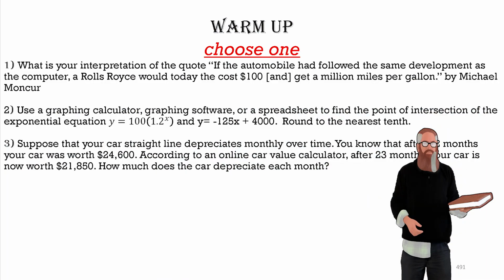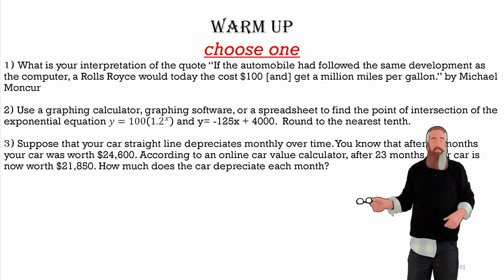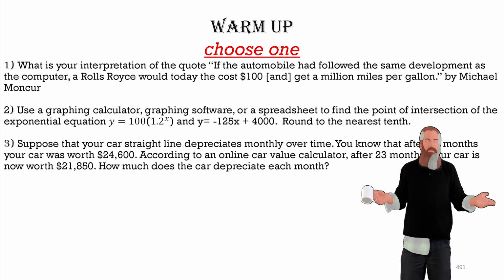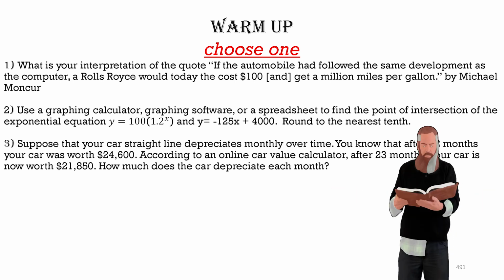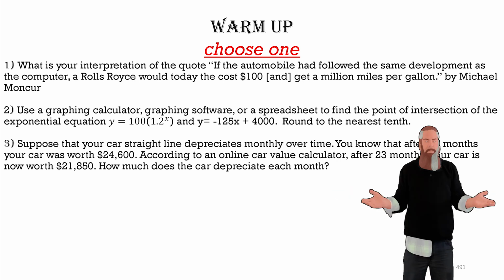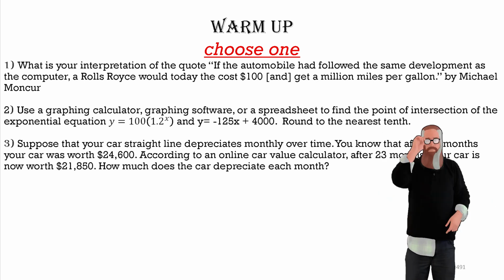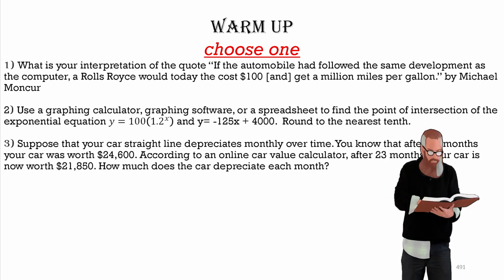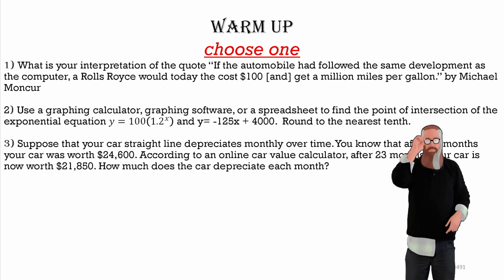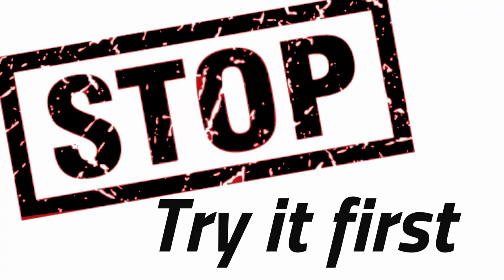Now, let's take a look at a problem you will be able to do by the end of this lesson. Suppose that your car straight line depreciates monthly over time. You know that after 12 months, your car is worth $24,600. According to an online car value calculator, after 23 months, your car is now worth $21,850. How much does the car depreciate each month?